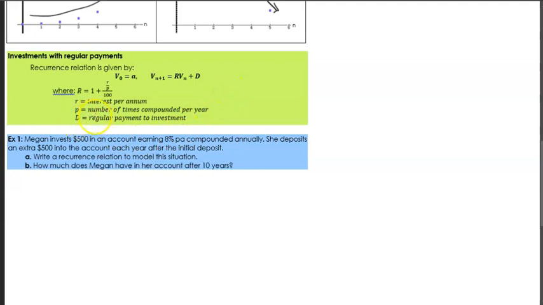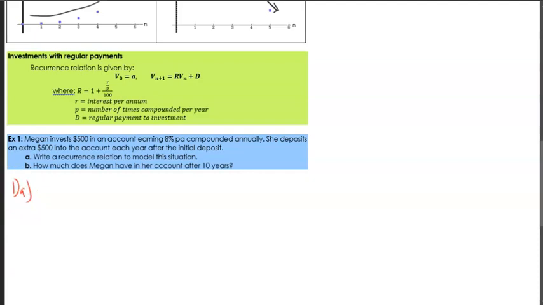And capital D is the regular payment to the investment. And this is just for regular payments. So let's have a look at this example here. Megan invests $500 into an account, earning 8% per annum compounded annually. She deposits an extra $500 into the account each year after the initial deposit. We're going to write a recurrence relation to model this situation.